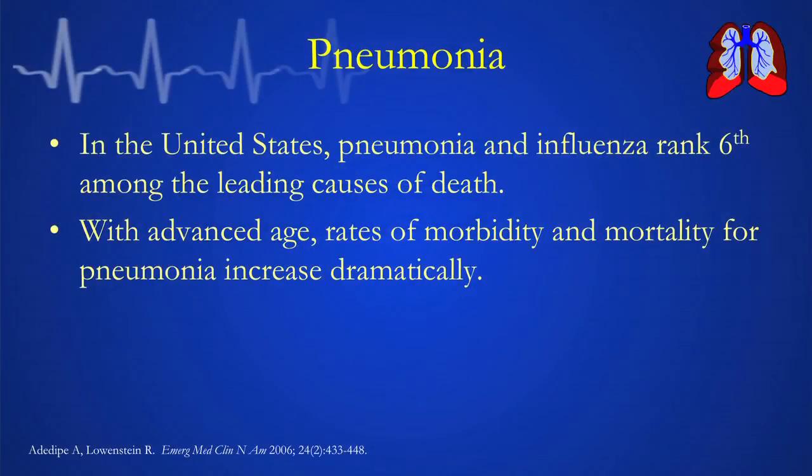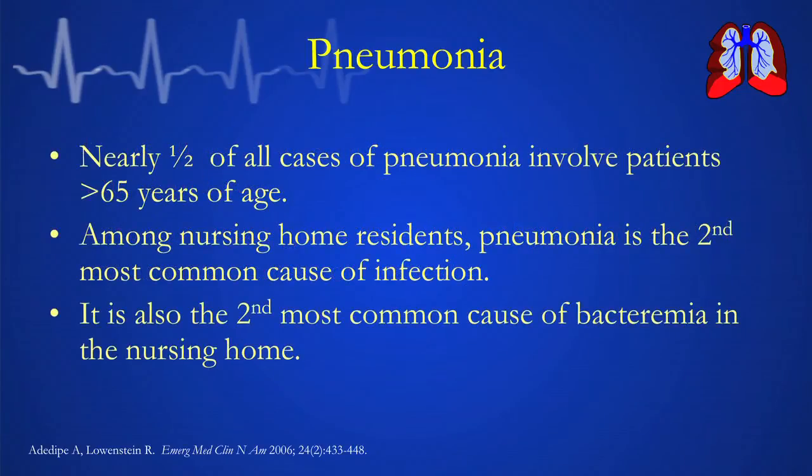Pneumonia and influenza rank 6th among the leading causes of death. It's pretty high. With advanced age, rates of morbidity and mortality for pneumonia increase dramatically. Nearly half of all the cases of pneumonia involve patients greater than 65 years of age. And I think that's really funny because how many patients have you had in the ER tell you, but I got the pneumonia shot? All right, so yes, it helps, but obviously we diagnose these people with pneumonia all the time. Among nursing home residents specifically, pneumonia is the second most common cause of infection behind UTI. It's also the second most common cause of bacteremia in a nursing home.